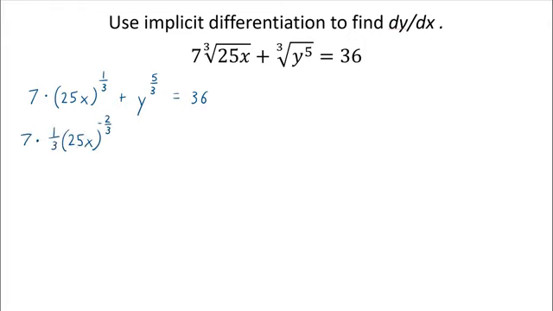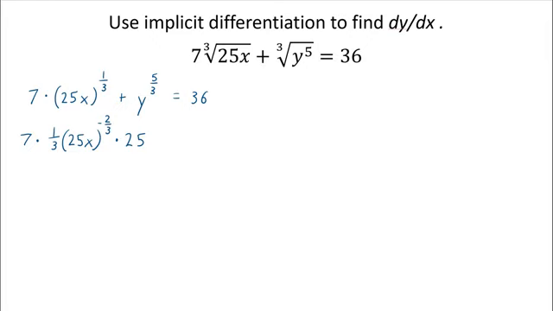Differentiating 25x raised to the 1/3 gives us 1/3 times 25x to the negative 2/3. But we also have to take the derivative of the inside of this expression, which is 25x. So we also need to multiply this expression by the derivative of 25x, which is 25.